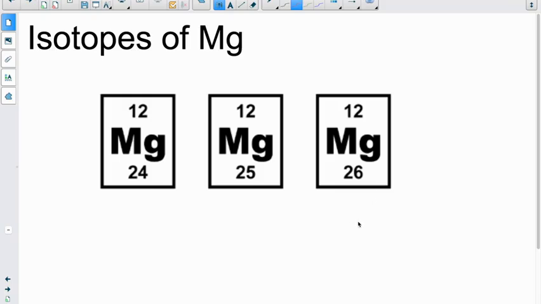Here are 3 isotopes of magnesium. Magnesium has 12 protons. And when you take a look at the mass numbers, you can see that they have different mass numbers. This one has 12 neutrons. This one will have 13 neutrons. And this one will have 14 neutrons. I'm coming up with these by just subtracting these 2 numbers here. These are now isotopes of magnesium.